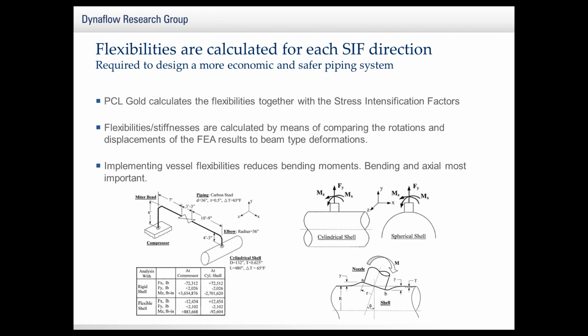Why would you implement the flexibilities in your analysis? Of course, a very stiff connection to your vessel will result in high bending moments and high forces in your connected piping and shell, if that's included in your model. And by including these flexibilities, you can reduce the bending moments significantly.